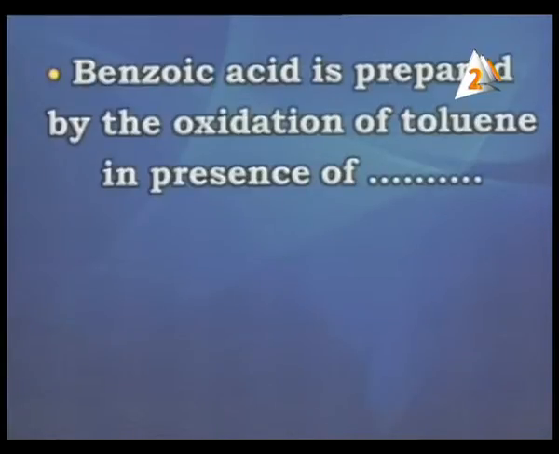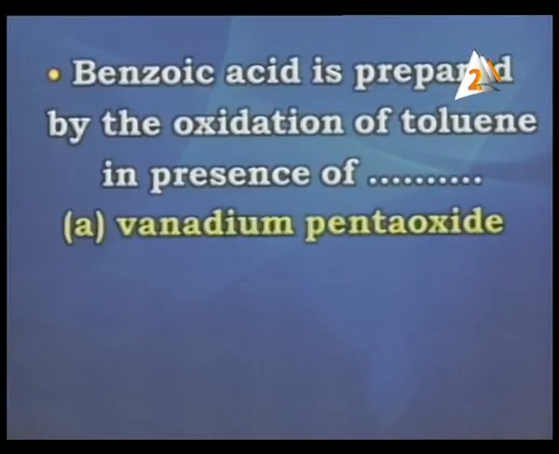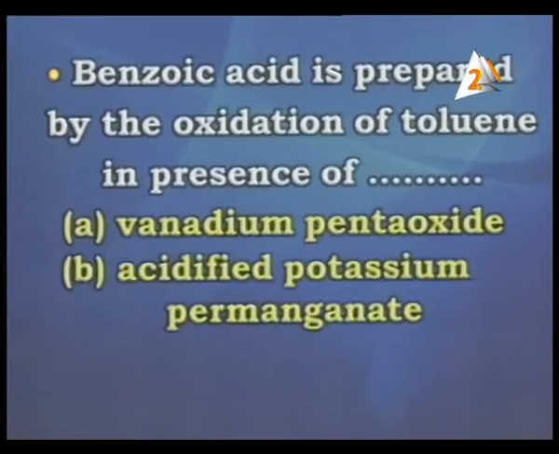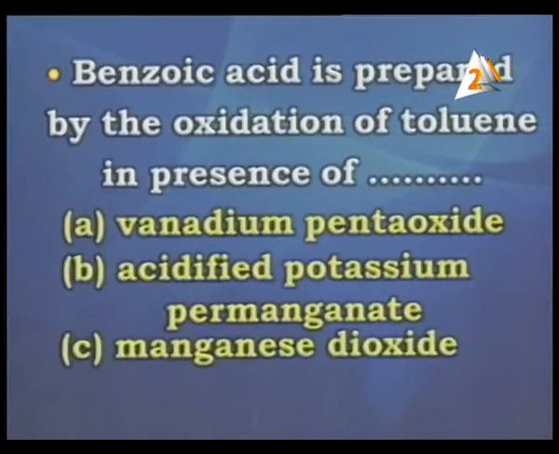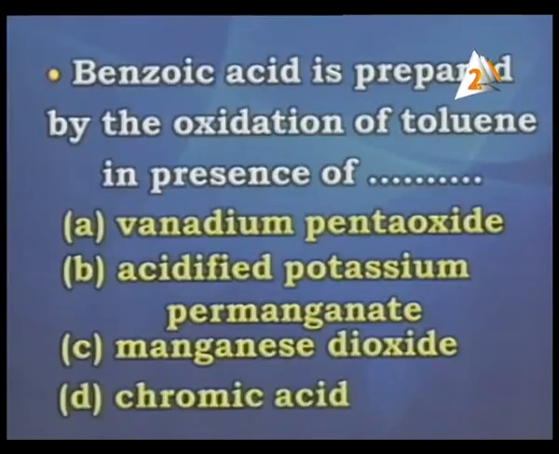The first type of question is choose the correct answer. Benzoic acid is prepared by the oxidation of toluene in the presence of what? Vanadium pentoxide, acidified potassium permanganate, manganese dioxide, or chromic acid. If you think about the answer, yes, it will be vanadium pentoxide.